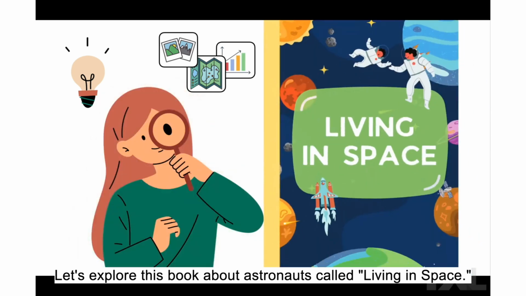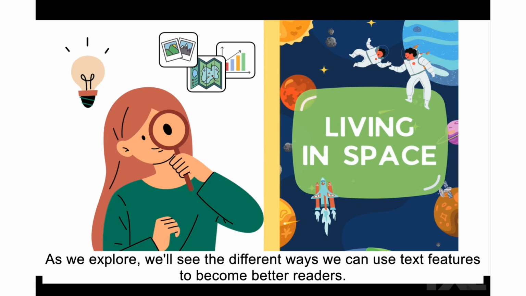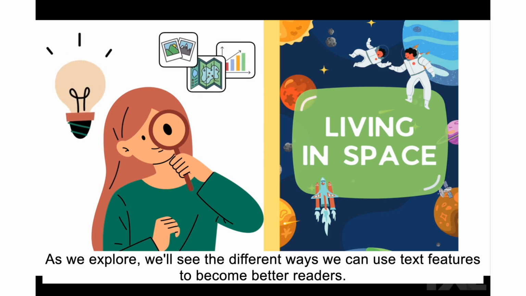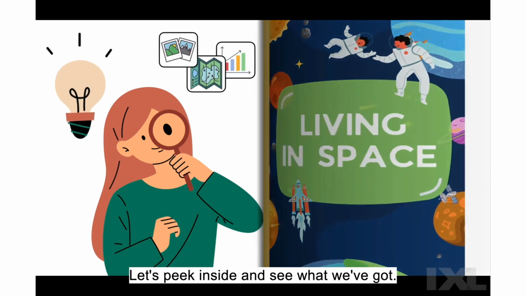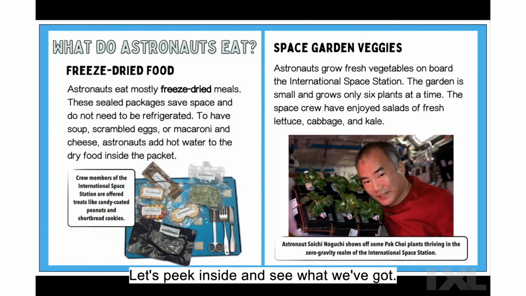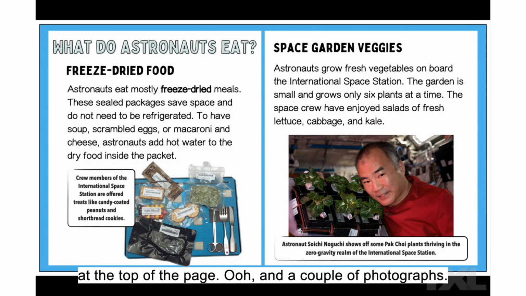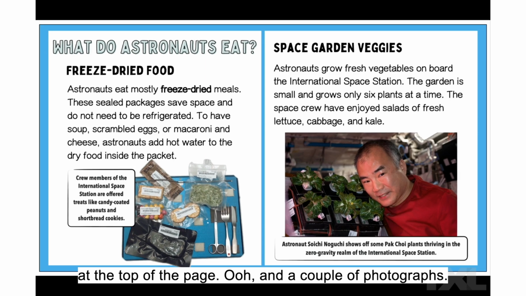Let's explore this book about astronauts called Living in Space. As we explore, we'll see the different ways we can use text features to become better readers. Let's peek inside and see what we've got. Oh, wow! I can instantly spot several text features, like this title at the top of the page. Ooh, and a couple of photographs.